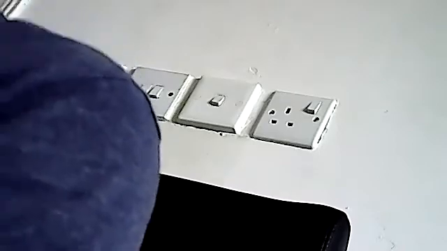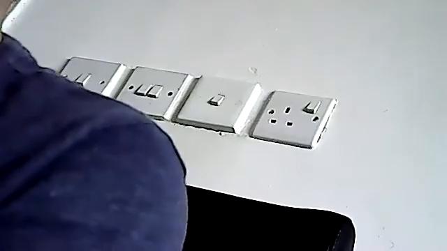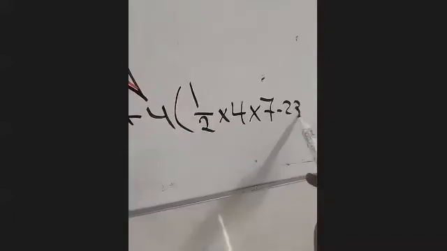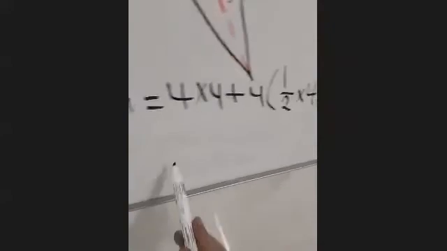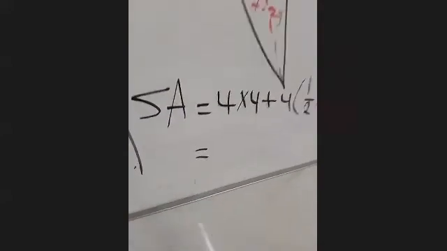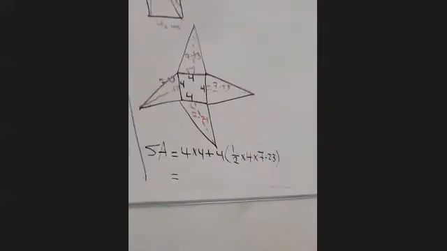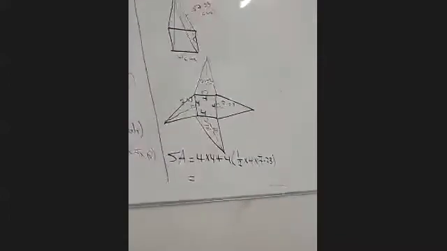Exactly. 4 by 4, it is the square area. Plus 4, the number of congruent triangles here, multiplied by half, which is the area of the triangle, half base times height. Any base and any height, because all are the same. Half multiply 4, multiply the height 7.23, plus 16, calculate this one.